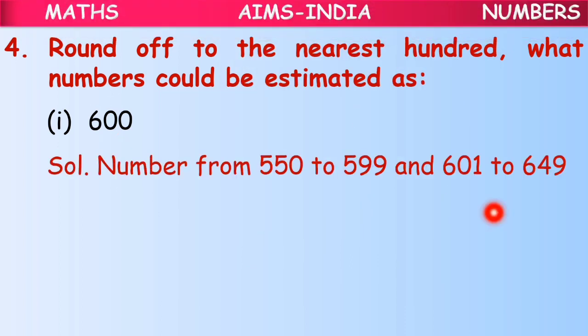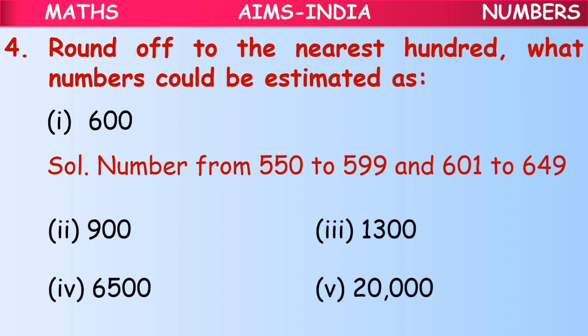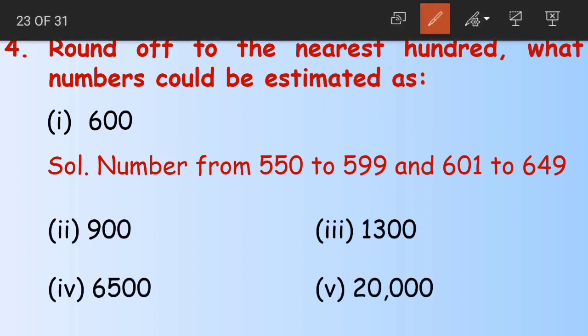Again, as I said, see, numbers from 550 to 599 and 601 to 649. Now again, as we are finding out the numbers that could be estimated as 600, we cannot give a single correct answer. So there are many possible answers for this. Moving on to the second question, 900.